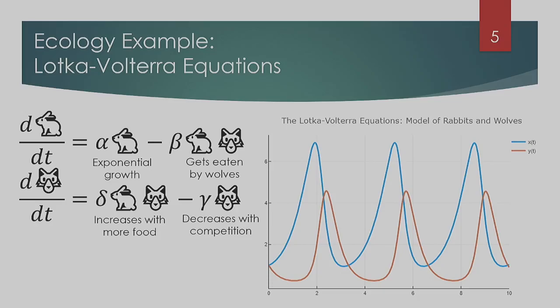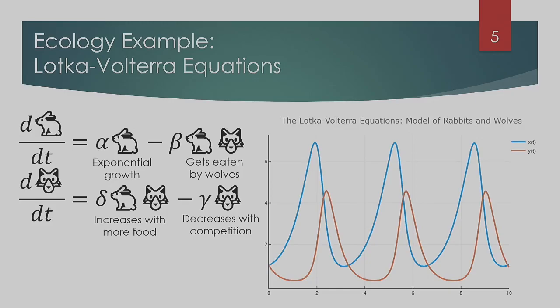And really what it comes down to is differential equations. If you haven't seen differential equations in a long time, this is a very good introduction because it has emojis, so therefore it's not scary, right? So d rabbit dt equals alpha rabbit minus beta rabbit wolf, and then d wolf dt is another equation. These are just equations that say the amount of rabbits over time changes like this, and the amount of wolves over time changes like this.